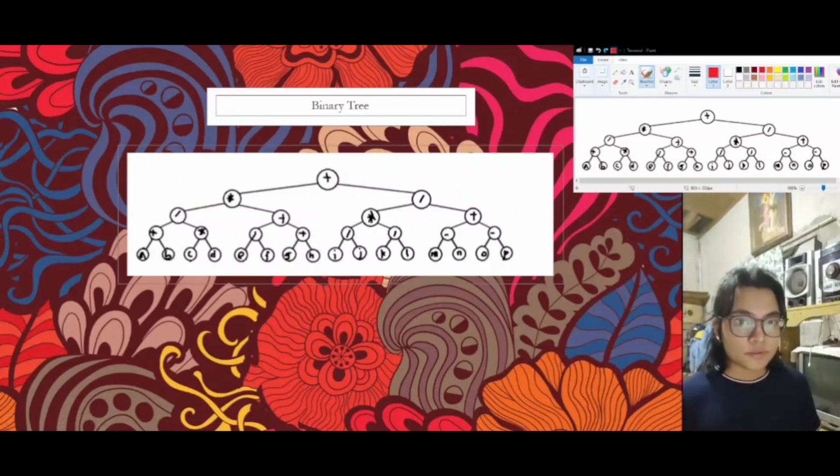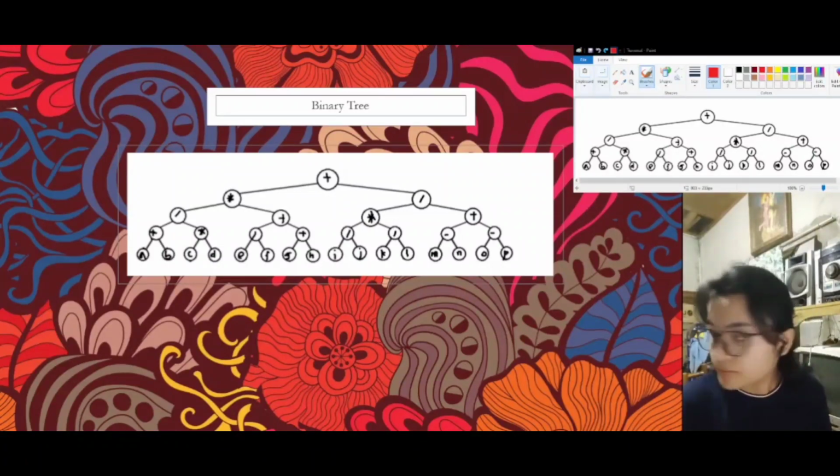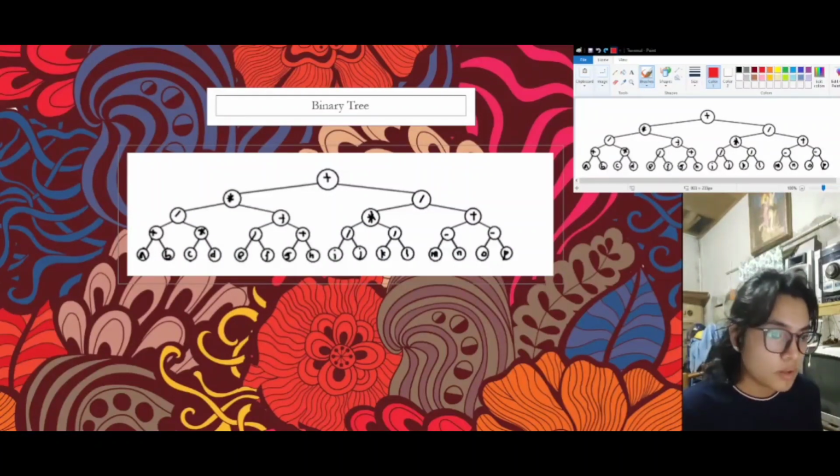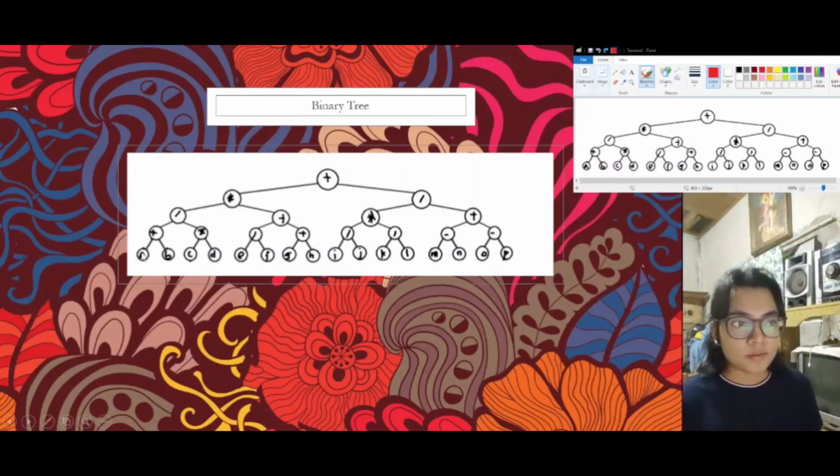To check if this is a binary tree or not, we're going to check if the maximum number of children is 2 in every node. So let's check here from the bottom. We're going to check if each node has a maximum of 2 children. It can be 0, 1, or 2 children, but it cannot go beyond that.